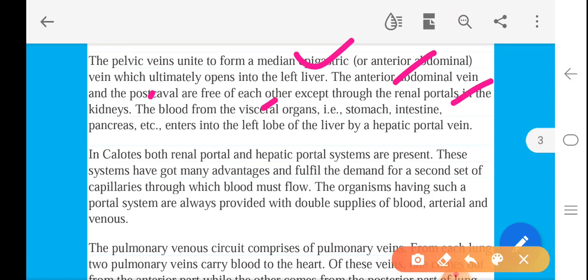The blood from the visceral organs, stomach, intestine, pancreas enters into the left lobe of liver by the hepatic portal vein. In Calotus, both the renal portal system and the hepatic portal system are present. These systems have many advantages and fulfill the demands of a second set of capillaries through which blood must flow. The organisms having such a portal system are always provided with double supplies of blood, arterial and venous.